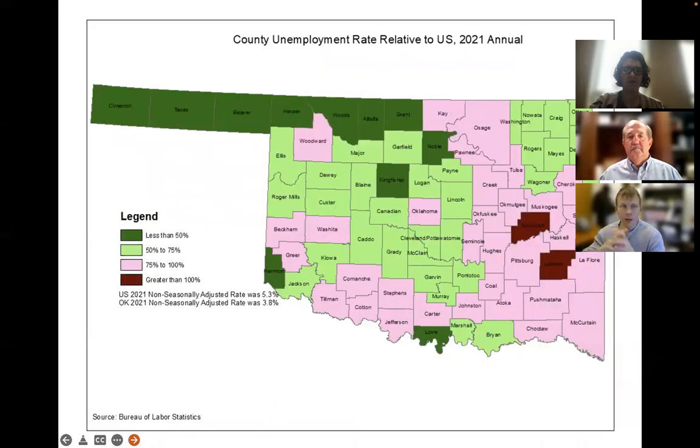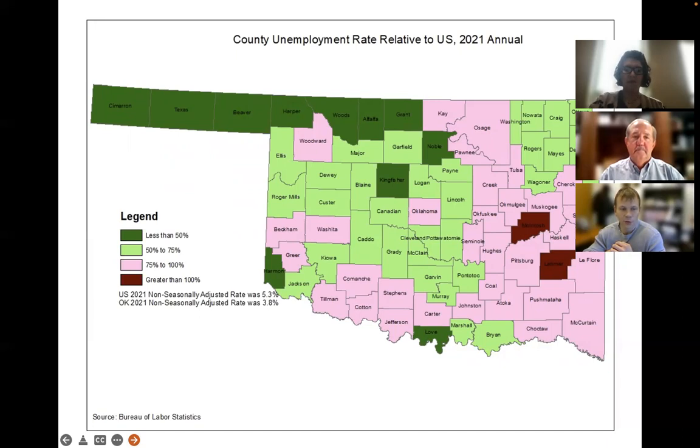Next slide. So this shows an overall picture of how Oklahoma compares to the rest of the country. And the striking thing here is we're doing really well in terms of unemployment rate. You see a lot of our counties have unemployment rates that are less than half of the national average. You see the statistics there on the left.